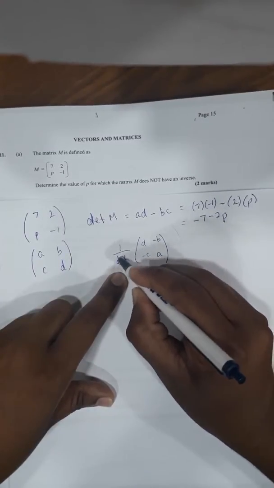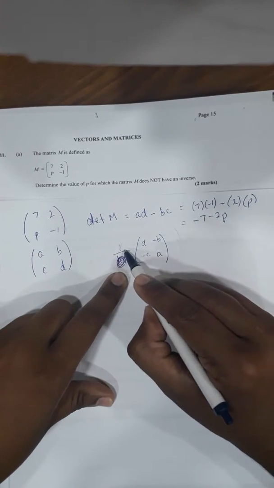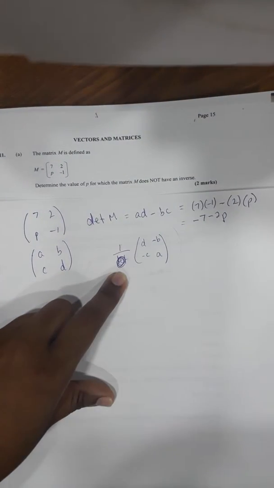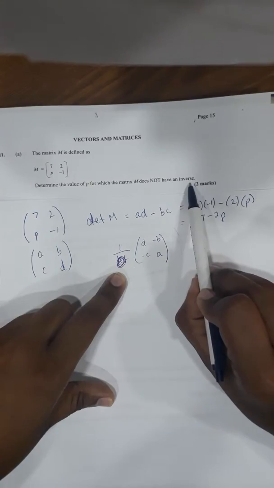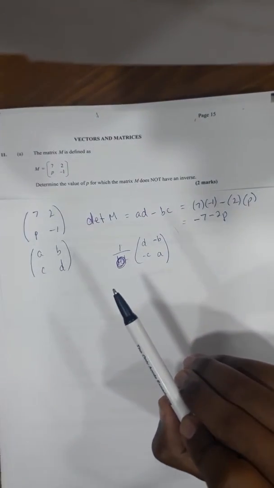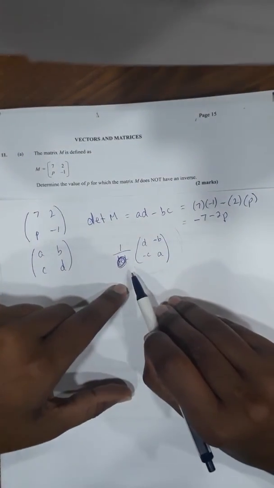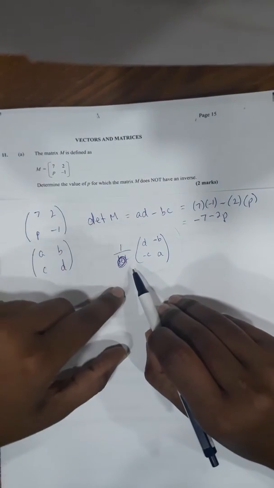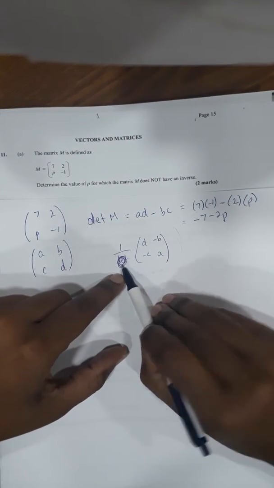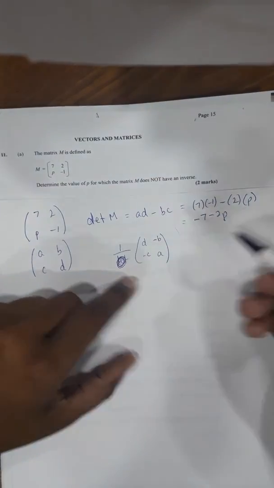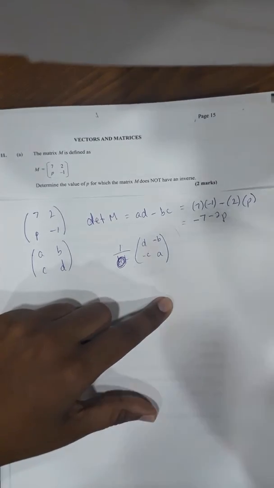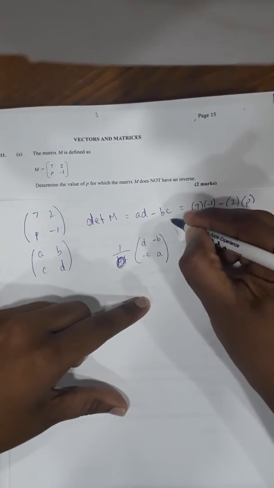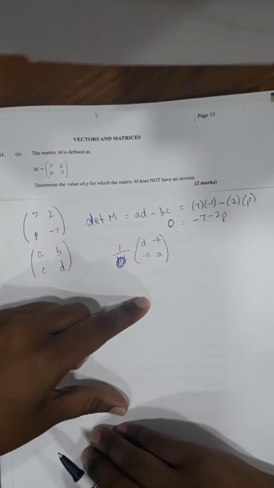Because if this was 0, then you would have 1 over 0, which is infinity. Well, in maths, we'll just say we don't have an inverse in a case like that. So when the question says the matrix does not have an inverse, essentially what they are saying is that the determinant is equal to 0 for it to not have an inverse. So this little algebraic expression that we just worked out here, for this matrix to not have an inverse, it's simply going to be equal to 0.